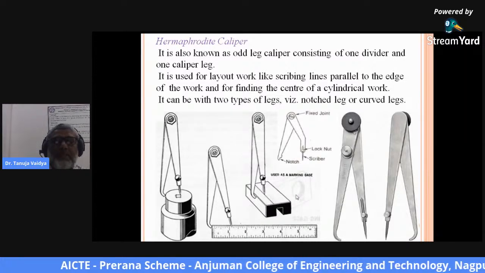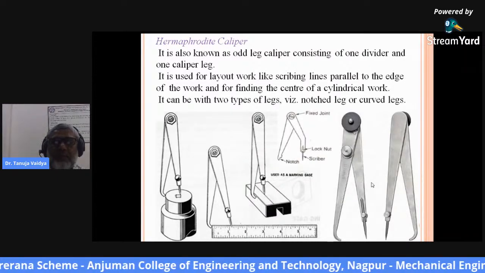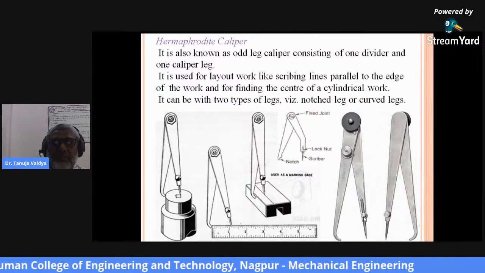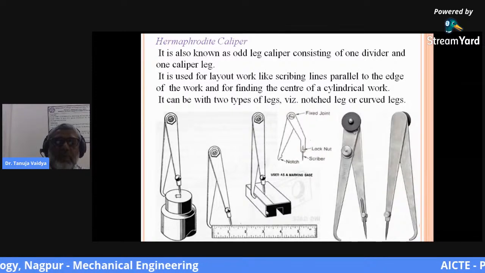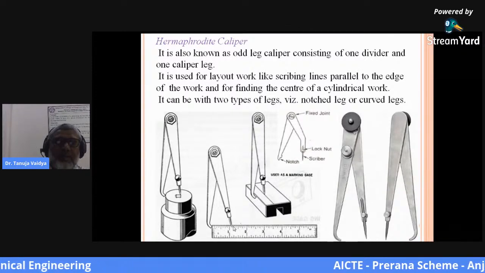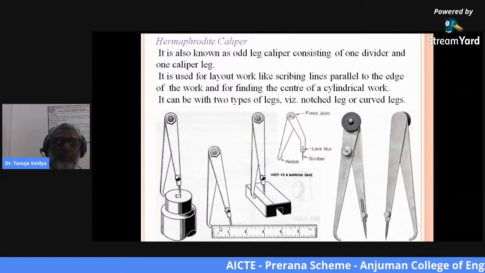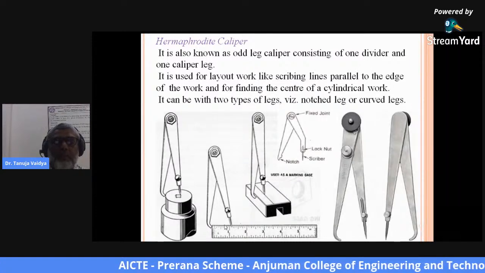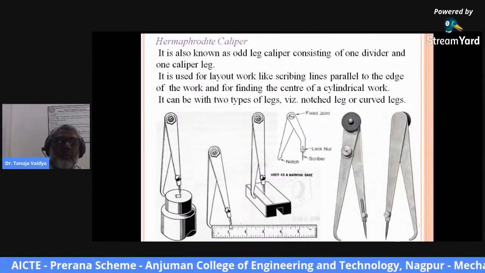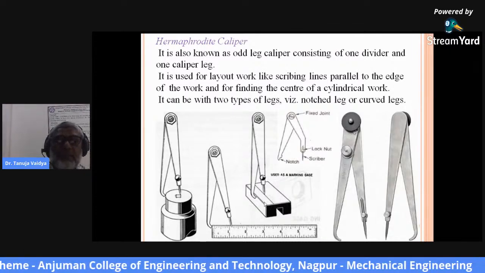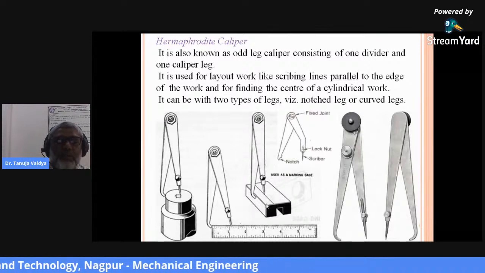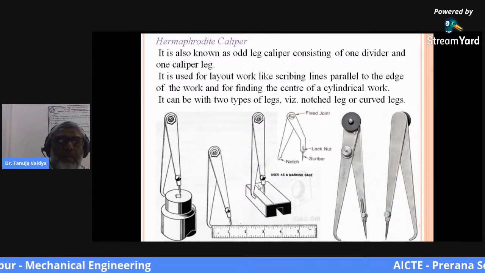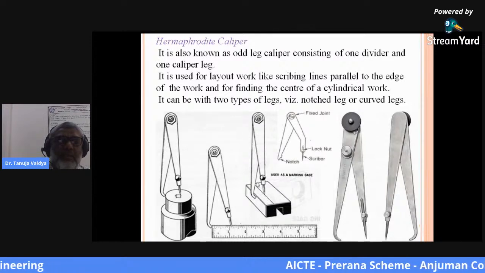Here you can see different types of odd leg calipers. One end is a divider, and the other end is the fixed notch. They are used for setting the marking. Here you can see how I'm marking, how the distance can be set with the help of odd leg calipers. The set caliper is used to scratch a line on the surface parallel to this particular plane.